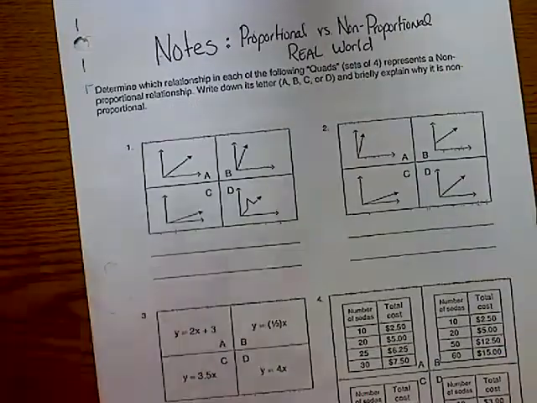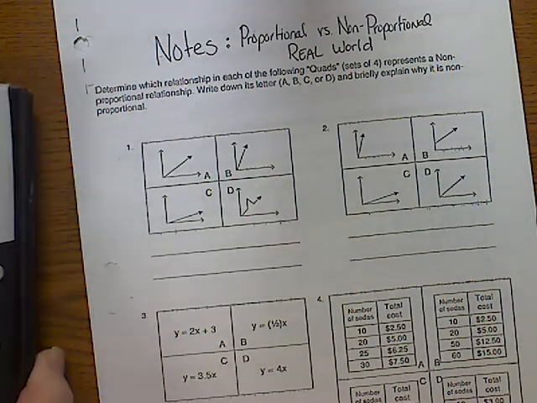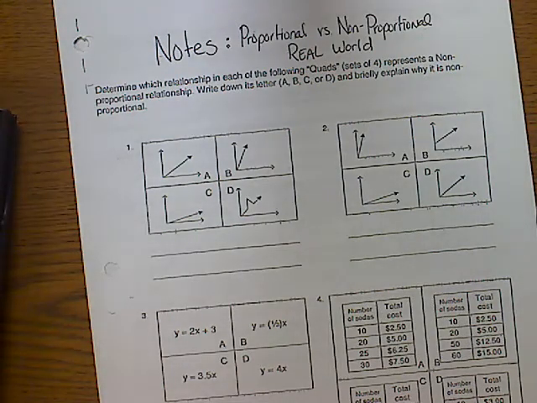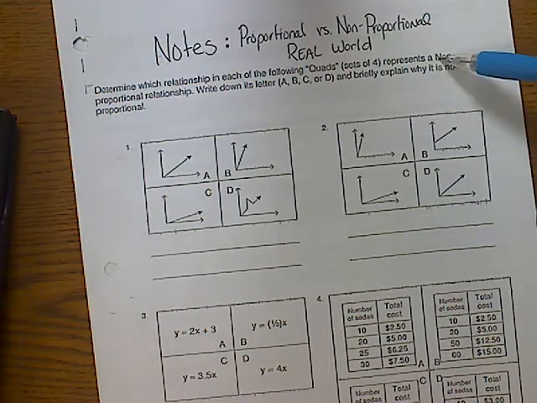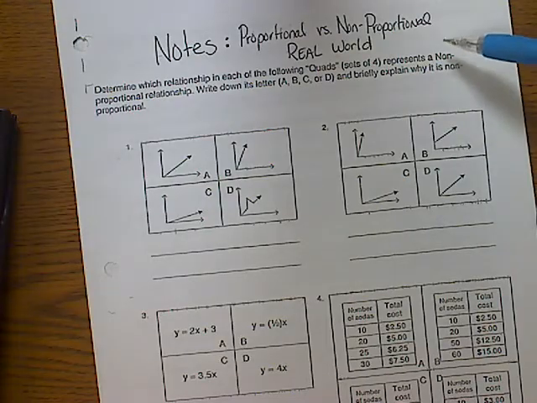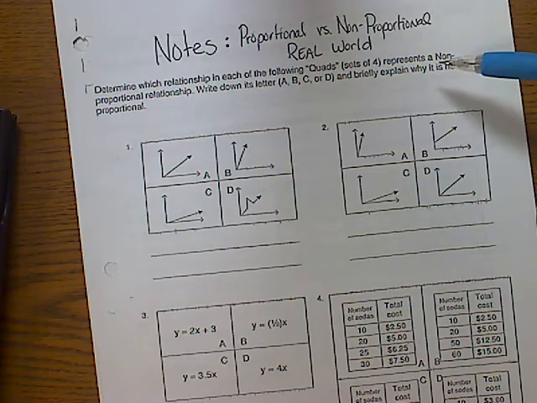Notes: proportional versus non-proportional real world. Remember, determine which of the following tables or sets represents a non-proportional relationship. Write down its letter, A, B, C, or D, and briefly explain why it's non-proportional. I'm not so concerned about the explain. I know we need to start getting there, but please let's at least write down the one that isn't.